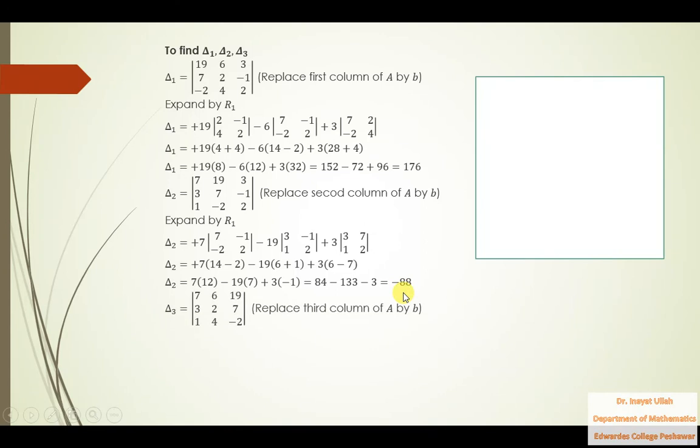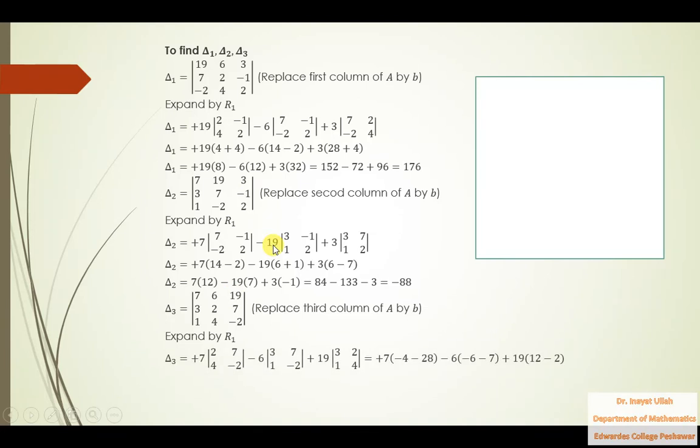Now thirdly, we need to find delta 3. Delta 3 will be obtained by replacing the third column of A by B. So you see, this third column of A is replaced by B. You see, this is B. This B is in the first column for delta 1, now this B is in the second column for delta 2, and now that B is in the third column for delta 3, and these two columns are the same as in A. Now again expanding this determinant by row 1 as discussed previously.